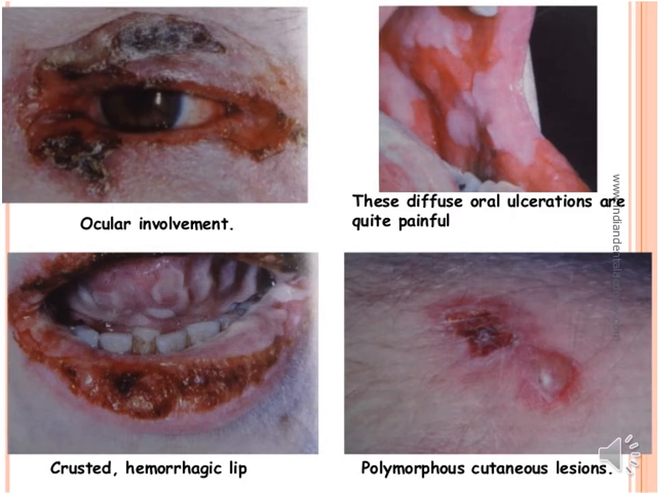This figure shows the lesions in the eye and in the mouth. In the eye, the ocular involvement is an ulceration of the upper and lower lid. In the oral cavity, these diffuse oral ulcerations are quite painful. Crusted and hemorrhagic lip. Polymorphous cutaneous lesions again occur in the skin.